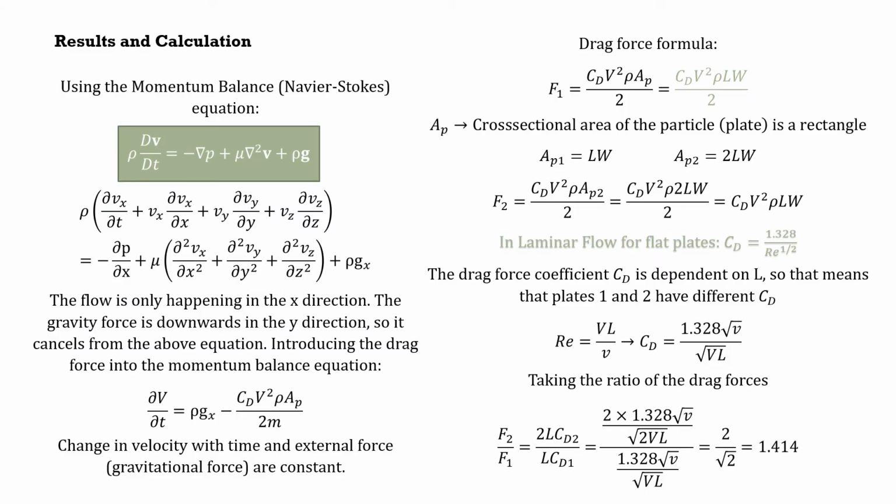Using the momentum balance, or the Navier-Stokes equation in particular from the appendix, we cancel the terms that are irrelevant to the given. The flow is only happening in the x direction and the gravity is in the y direction, so it cancels from the equation. Introducing the drag force into the momentum balance equation will give us this form of the equation. The change in velocity with time and the external force are constant, so we're going to focus on the drag force for now, which appears as the last term in the momentum balance.